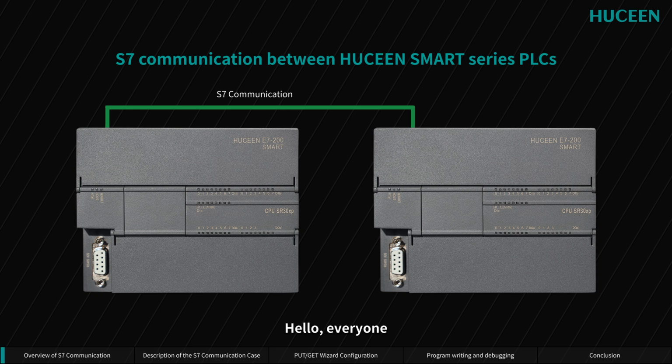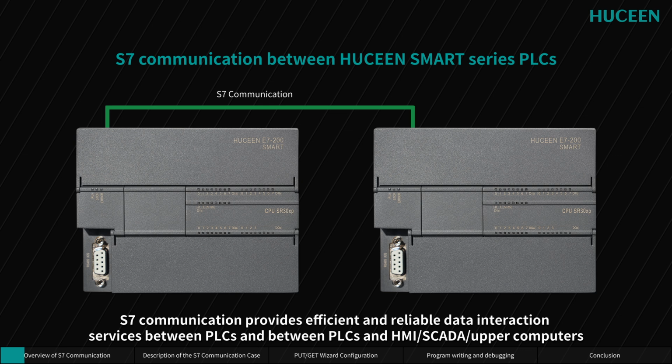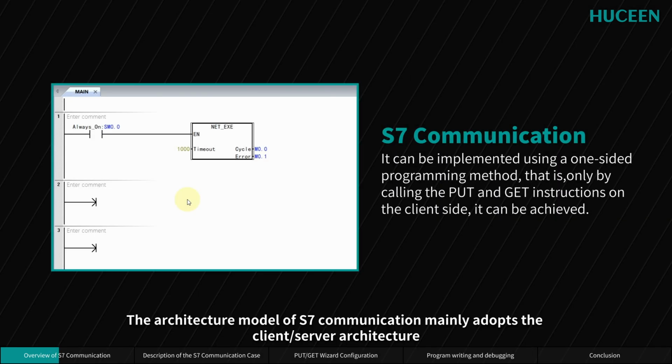Hello, everyone. Now, I will introduce the application of S7 communication among the HUCEEN SMART series PLCs. S7 communication provides efficient and reliable data interaction services between PLCs and between PLCs and HMI, SCADA, or upper computers. The architecture model of S7 communication mainly adopts the client/server architecture.